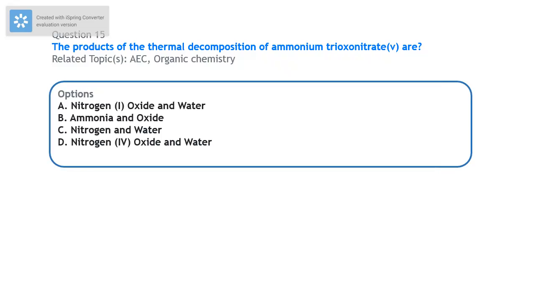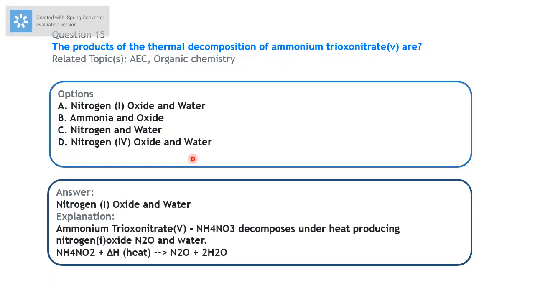Next, on organic chemistry, the products of the thermal decomposition of ammonium trioxonitrate(V) are... When ammonium trioxonitrate(V) is decomposed under heat, it produces nitrogen(I) oxide and water. So we are going to have nitrogen(I) oxide, or dinitrogen monoxide, and water.